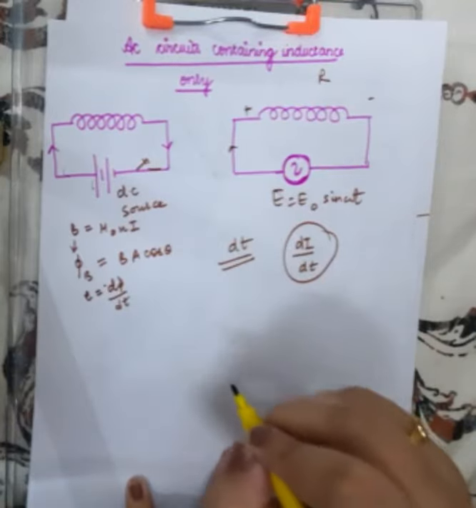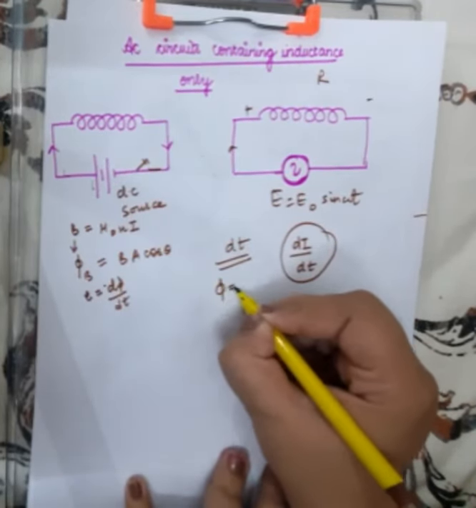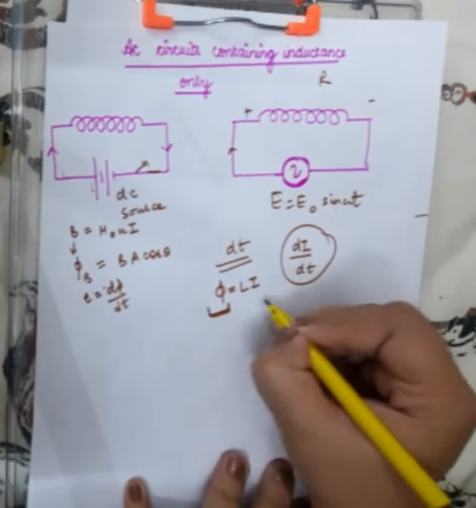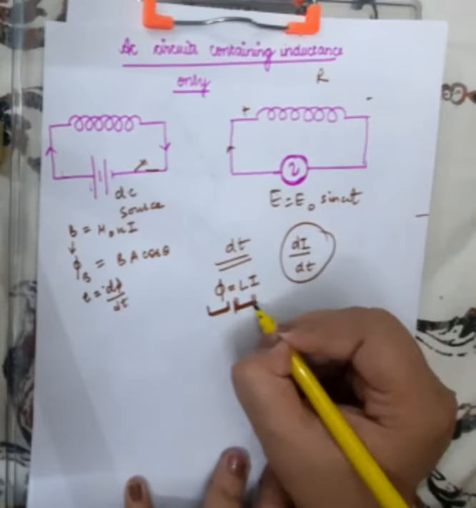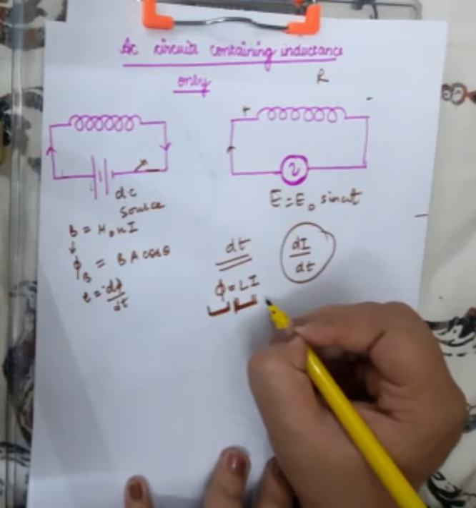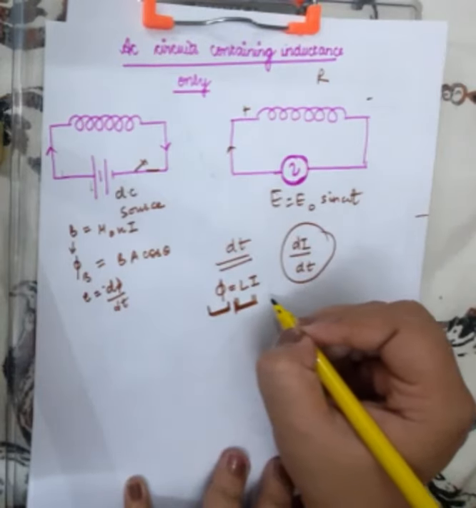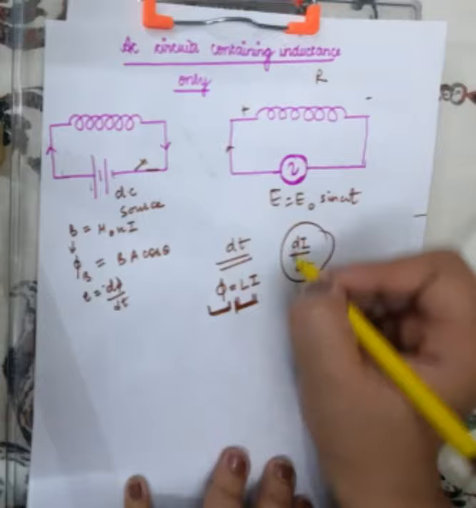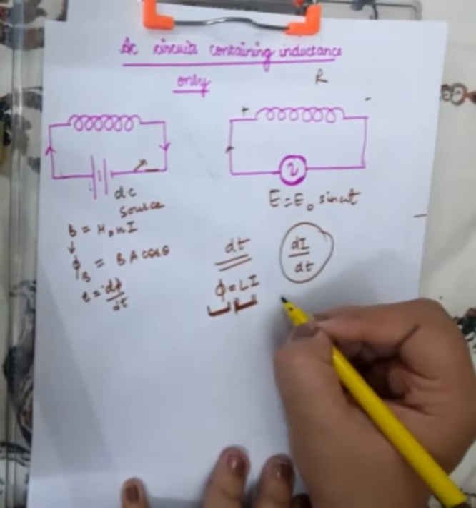Okay? By the property of self-induction, you know that phi is equal to L i. Phi refers to magnetic flux. L is self-inductance. If you're not relating with this, you can see the video of self-induction. Self-induction is the property of the coil by virtue of which it tries to oppose any change in its magnetic flux. So whenever the current flows, the coil has a flux equal to L i.